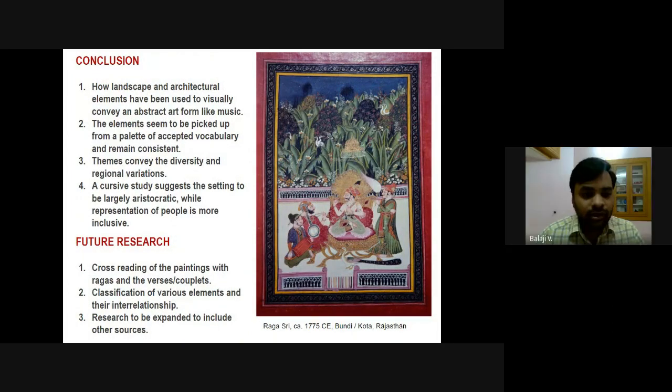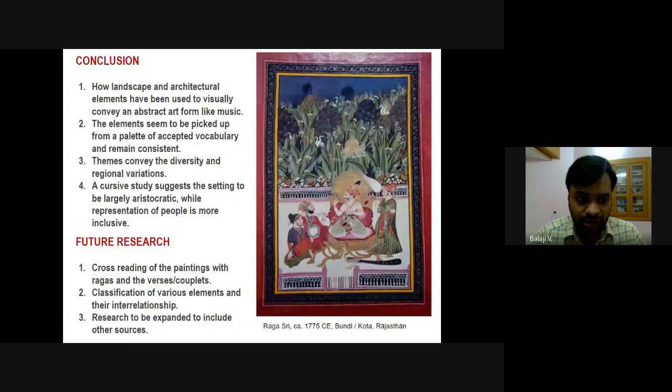In conclusion, we would like to make some quick points and conclude our presentation. We see how landscape and architectural elements have been used to visually convey an abstract art form like music. It almost forms a vocabulary in these paintings. When you look at the painting, you immediately know which raga and its effect it is trying to convey. The elements seem to be picked up from a palette of accepted vocabulary and remain consistent throughout all regions and time period. Themes convey the diversity and regional variations. A cursive study suggests the setting to be largely aristocratic, while representation of people is more inclusive. So these paintings capture the spirit of music into landscape forms.